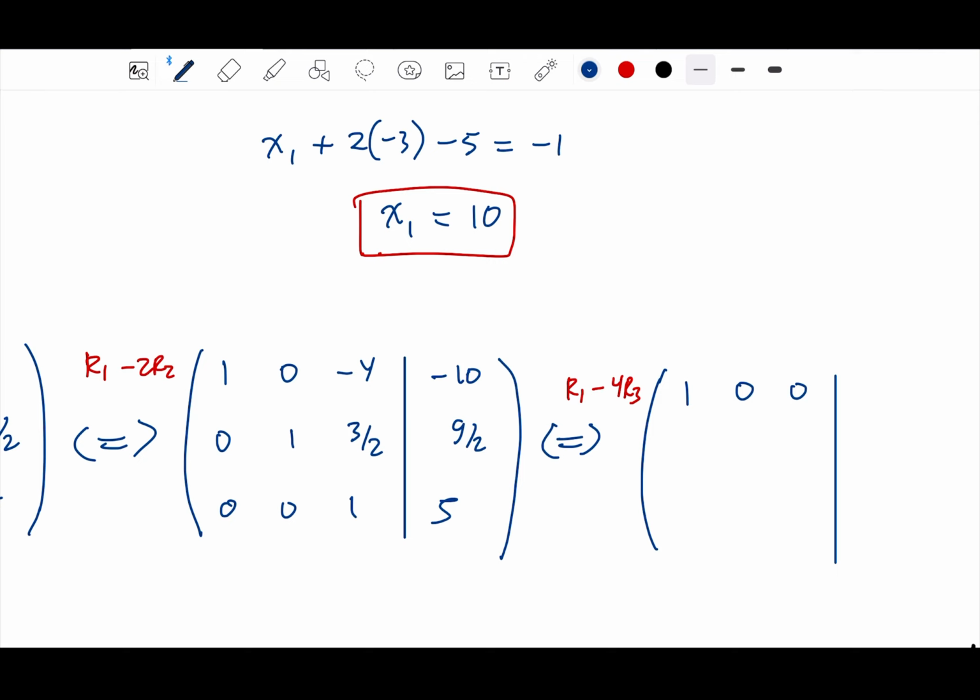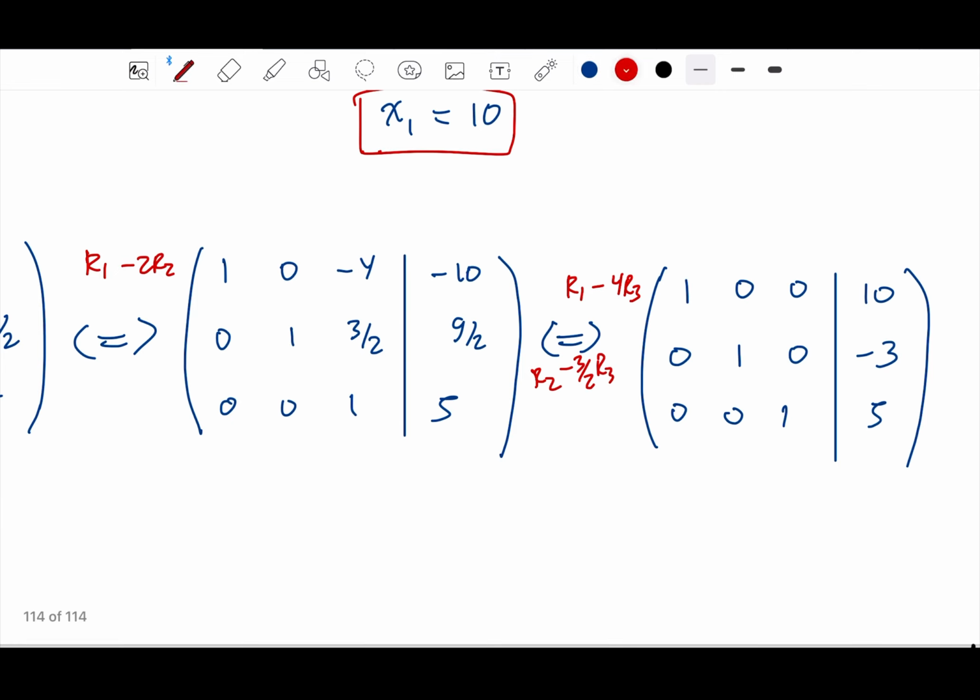And then negative 10, negative negative 20 is 10. And then the second row here, it's going to be R2 minus 3 over 2 R3. So 0. 1, 3 over 2 minus 3 over 2 is 0, and 9 over 2 minus 15 over 2 is going to be negative 6 over 2 is negative 3, so 0, 0, 1, 5. So you get directly for x3, x2, and x1.